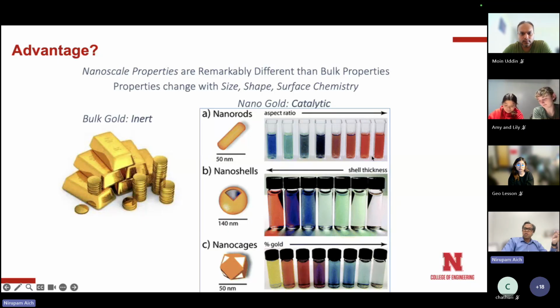So what you can see is the colors change with the length of these nanorods or the shell thickness for a gold nanoshell, or nano cages composition of gold. So with different changes, their light interaction is changing, right? So you can change their physical and chemical properties by changing different sizes, shape, surface structure. Okay, so this is what is unique about nanotechnology and nanomaterials.